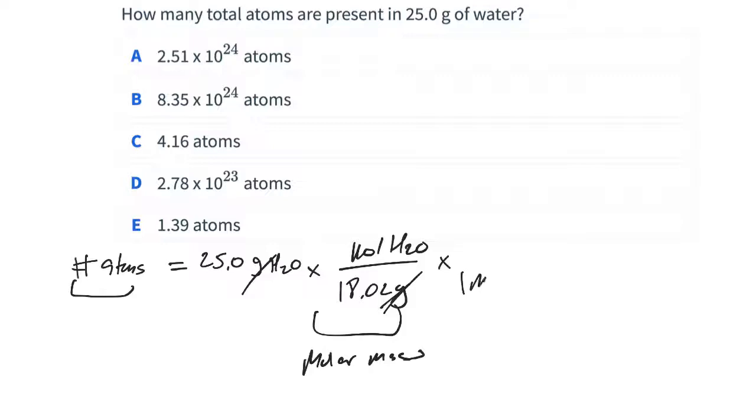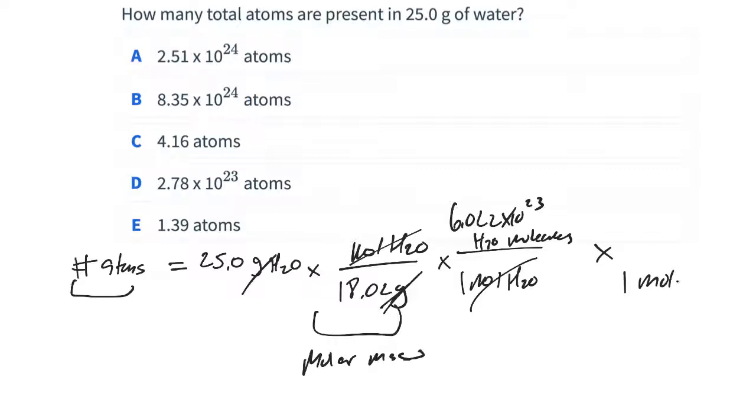Then we could say 1 mole of water contains an Avogadro's number of molecules of water. So 6.022 times 10 to the 23 water molecules are contained within 1 mole of water. So now I've converted to the molecules of water. If I stop and calculate, this would be the total number of molecules of water within 25 grams of water. And then the last thing I might do is to say, well, 1 molecule of water contains the 2 H's plus the O, contains 3 atoms.